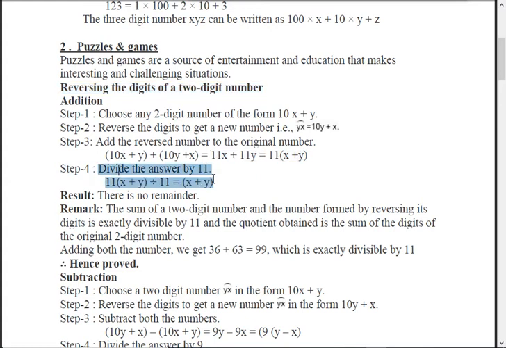Divide the answer by 11. You will get 11 into x plus y upon 11, which is x plus y. There is no remainder. So the sum of a two-digit number and the number formed by reversing its digits is exactly divisible by 11. This is very much important and it comes in the exams. It's always divisible by 11 and the quotient obtained is the sum of the digits of the original two-digit number, right? x plus y. Adding both numbers, for example, 36 plus 63 is 99, divisible by 11, right?